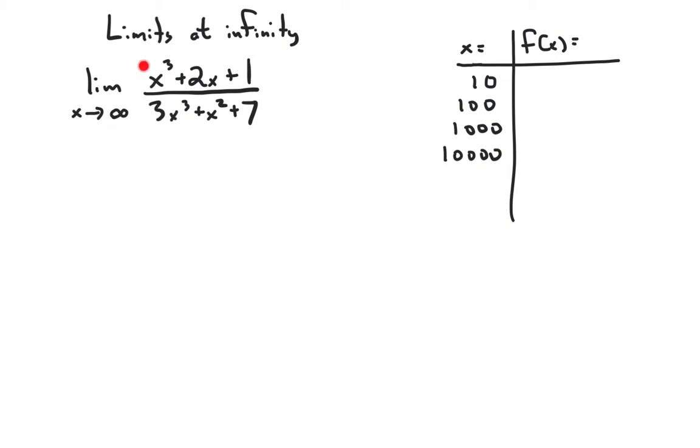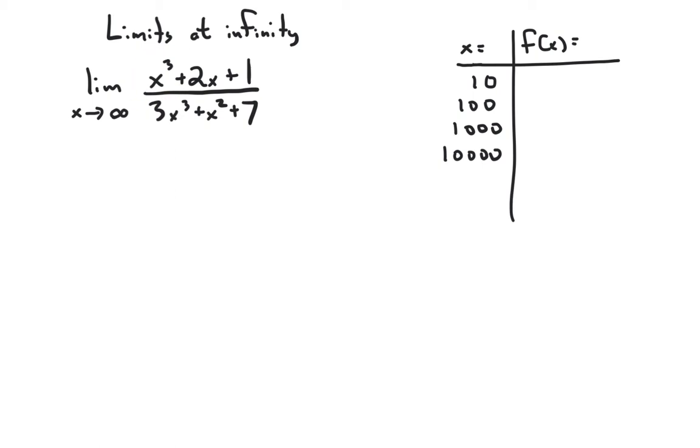So let's say we have this fairly complicated expression, x cubed plus 2x plus 1 over 3x cubed plus x squared plus 7. Well, to get a feel for the behavior of this, let's plug in some values and see what we get. So I'm going to let x become bigger and bigger and bigger. I'm just picking these values. There's nothing special about 10, 100, 1,000, and 10,000. They're just values that are kind of easy to calculate with.